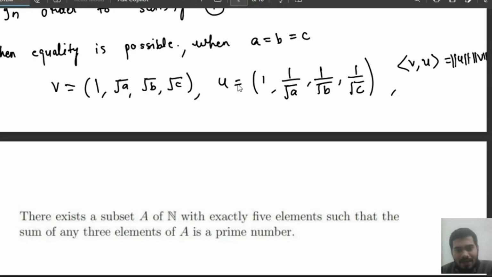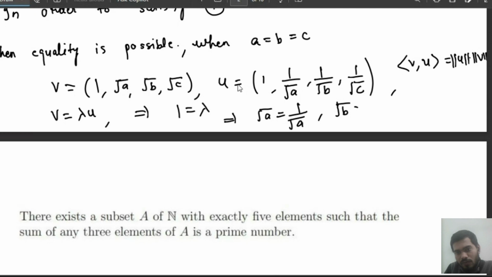Okay, and this can be possible only if b equals lambda u, but then it will imply 1 equals lambda by comparing the vectors. So it implies that root a equals 1 by root a, root b equals 1 by root b, root c equals 1 by root c. And then again, since a, b, c are given as positive, it will give you a equals 1, b equals 1, c equals 1. All right.